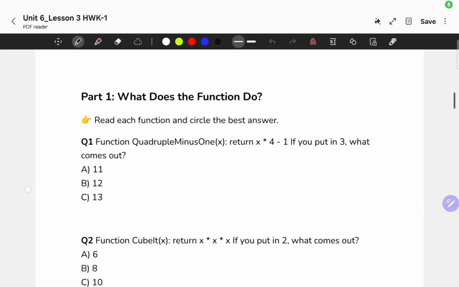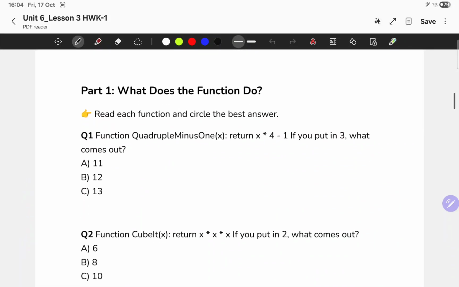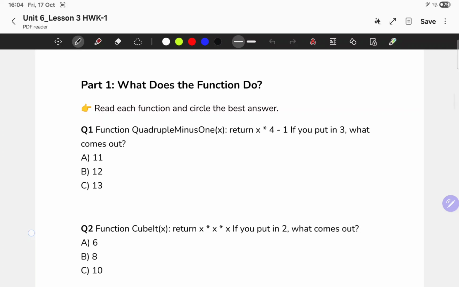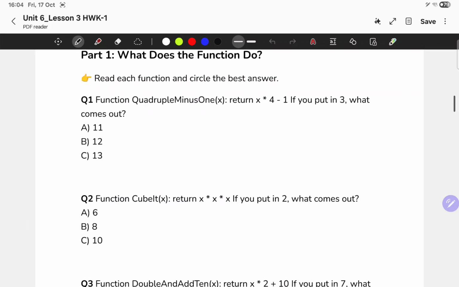Unit 6, Lesson 3, and this is going to be the last week on functions. So hopefully it's a good time to be really confident in your ability to understand functions, right? So let's take a look at this.